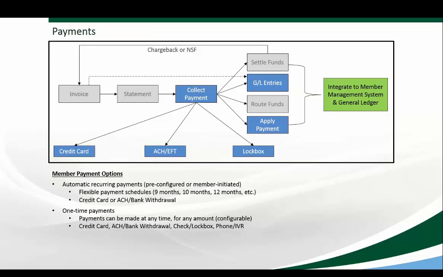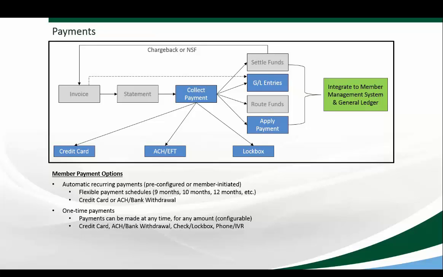Ultimately, we collect the payment. We book, again, the associated general ledger entries. So in this case, we're relieving accounts receivable and crediting the cash to the account. And then we apply the payment to the member account that we have within Billhighway, and then integrate that information back into your member management system and your general ledger so that you have an up-to-date view of the member's account standing.